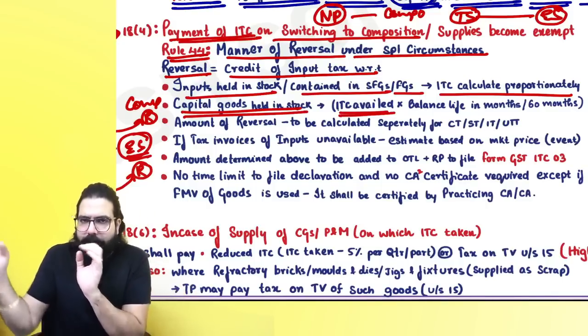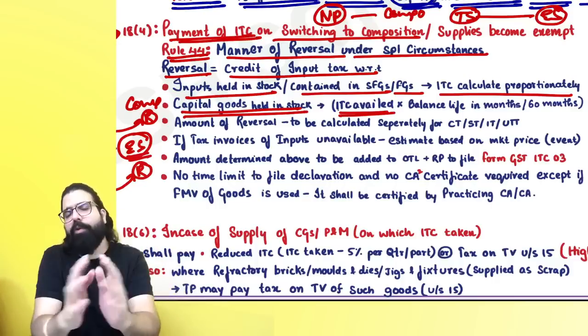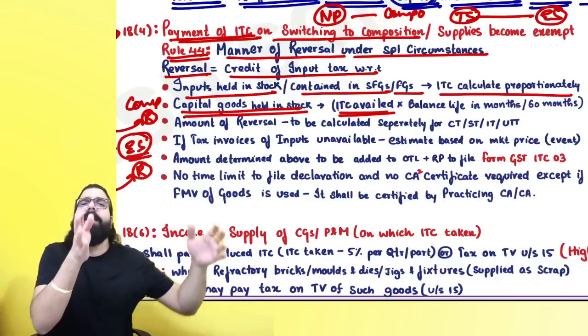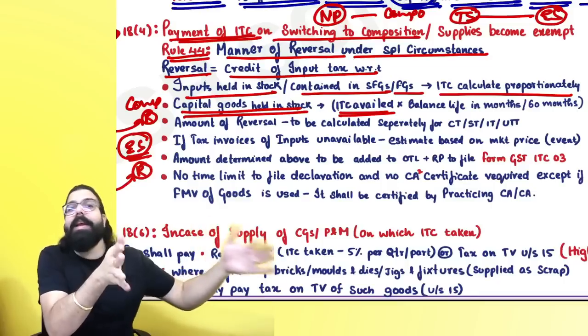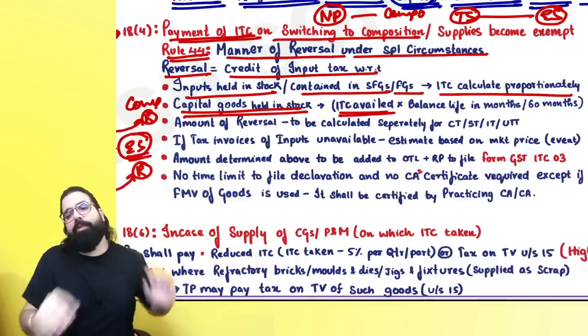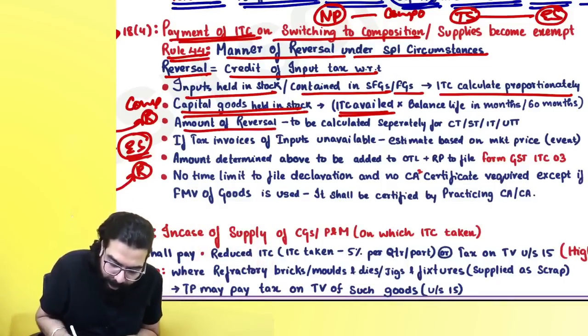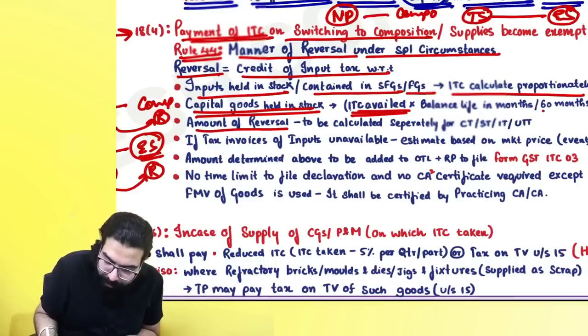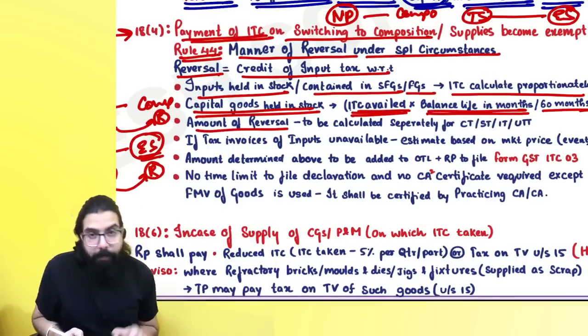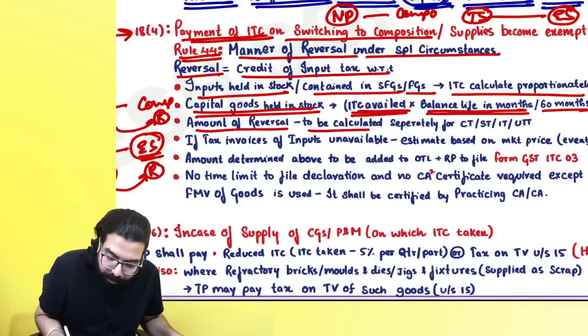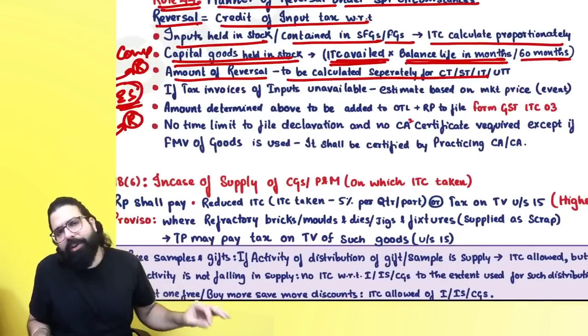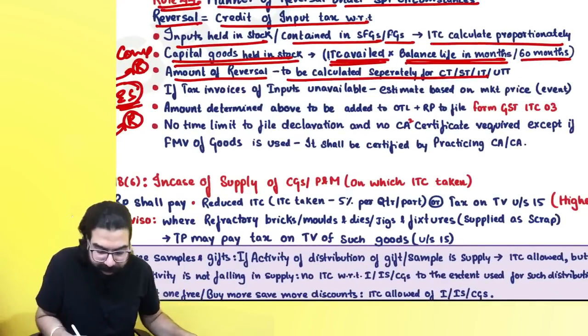Whatever credit you have taken, please reverse the full credit. In the case of capital goods, divide by 60, and whatever is the remaining life, you will have to do the reversal monthly. Amount of ITC availed divided by 60 multiplied by balance life. The amount of reversal has to be calculated separately for CGST, SGST, IGST and UTGST.